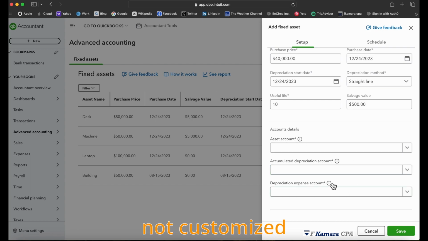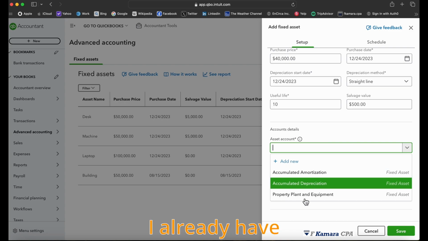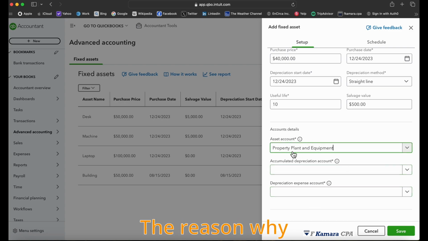So if you have not customized your account yet, you can go to the chart of accounts and customize it. If you haven't seen our tutorial on customization of chart of accounts, you can check out our tutorial on QuickBooks Online. In this case, I already have a property, plant, and equipment account, so that I can lump all the depreciable assets into this specific account. At the end of the day, I will know the total fixed assets that I have.